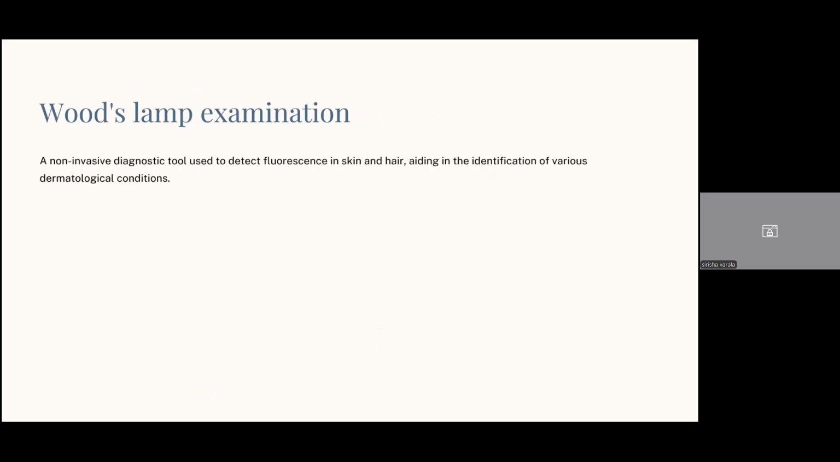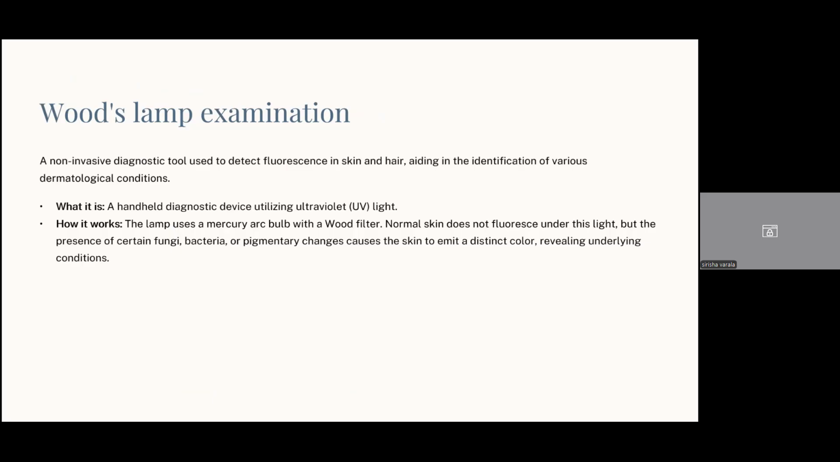This is another non-invasive diagnostic tool which is used to detect fluorescence, basically. So what is it basically? It's a handheld device which emits UV light. How does it work? It has a mercury arc bulb with a Wood's filter. So this filter will help in getting the fluorescence.